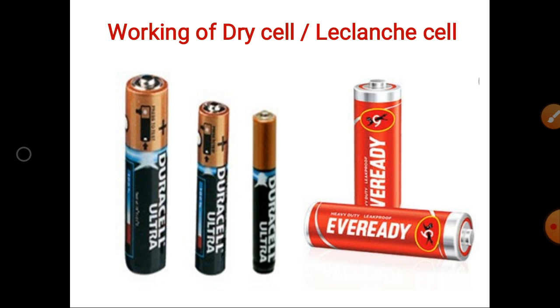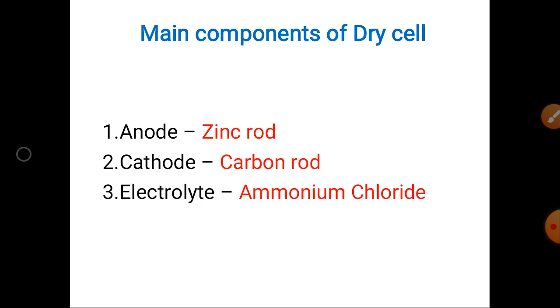So in this video we are going to see the working principle of the dry cell, right? See in this diagram, this is the dry cell. This dry cell is normally used in torchlights, transistors, wall clocks, etc. Now let us see what are the main components of a dry cell.